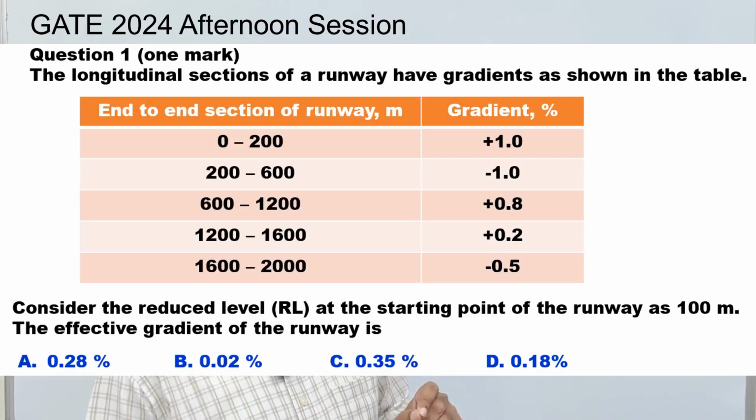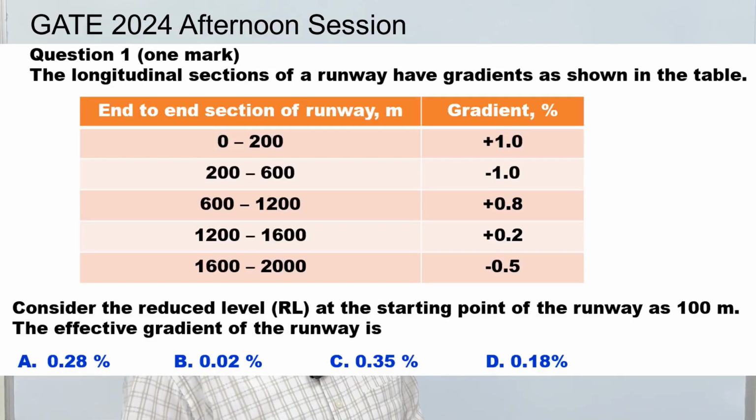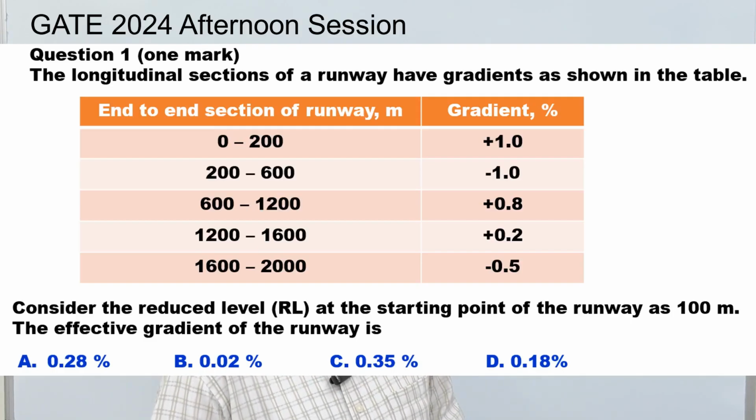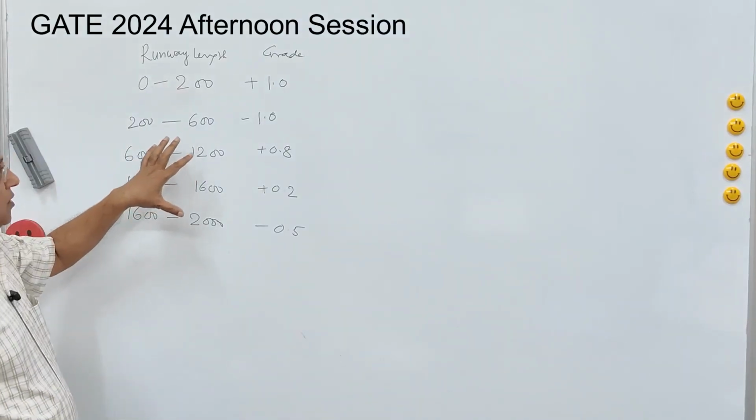Hello friends, today we will discuss solution of the questions which were asked in afternoon session of GATE 2024 related to transportation engineering. The first question is on runway length. The longitudinal section of a runway have gradient as shown in the table. This is given in the question.